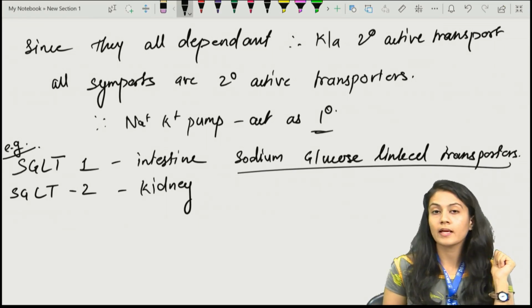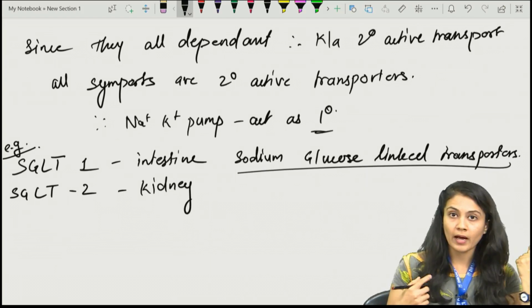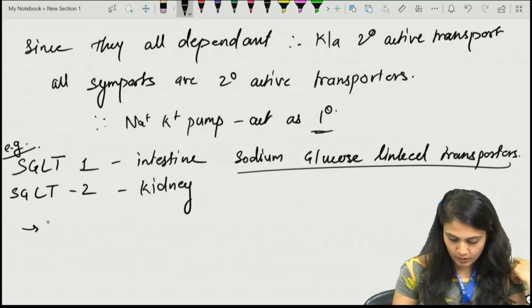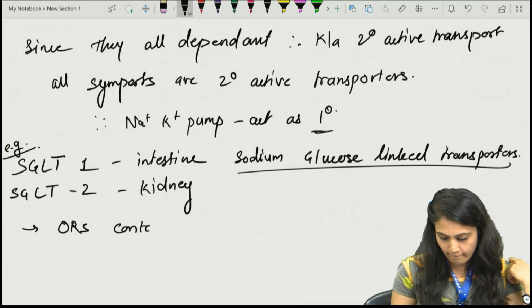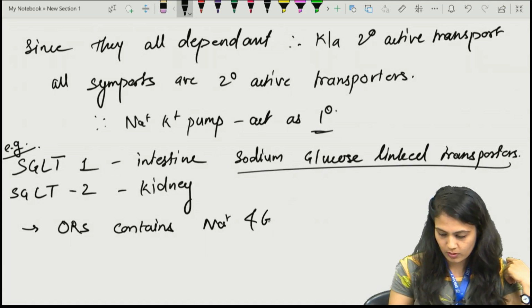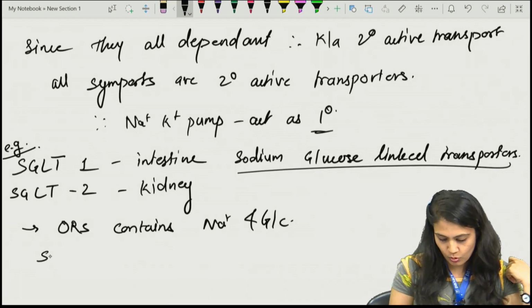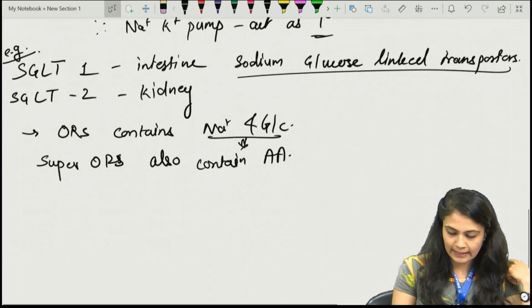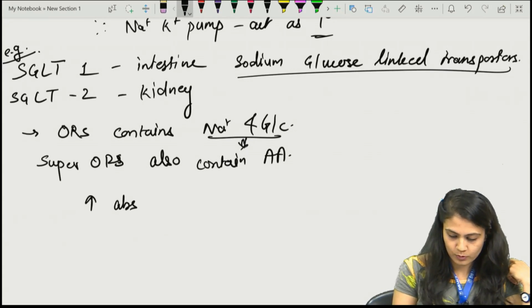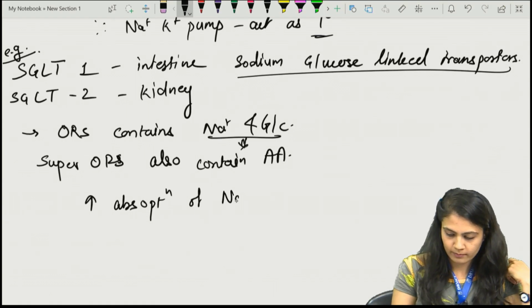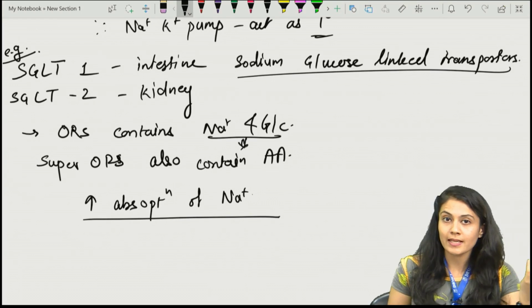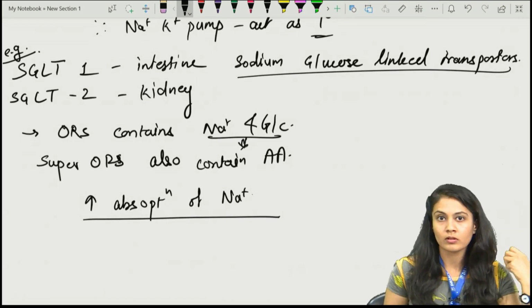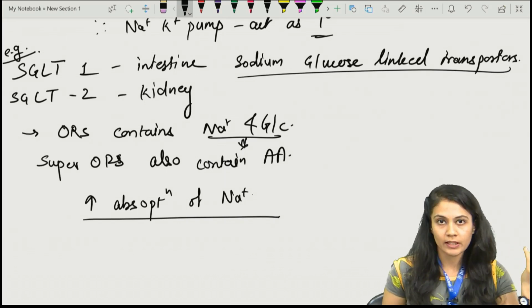Talking about the ORS, they also contain sodium ions with the glucose, and if you have to write, ORS contains sodium and glucose, and the super ORS also contains, with these two, the amino acid. Why amino acid? So as to increase the absorption of sodium. Why? Because ultimately dehydration is there. As the sodium ions reabsorption increases, the water reabsorption is ultimately increased too.